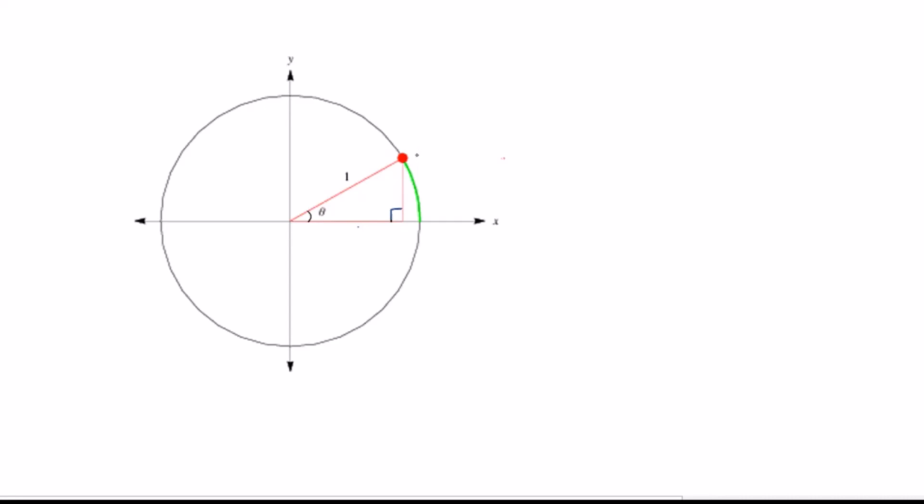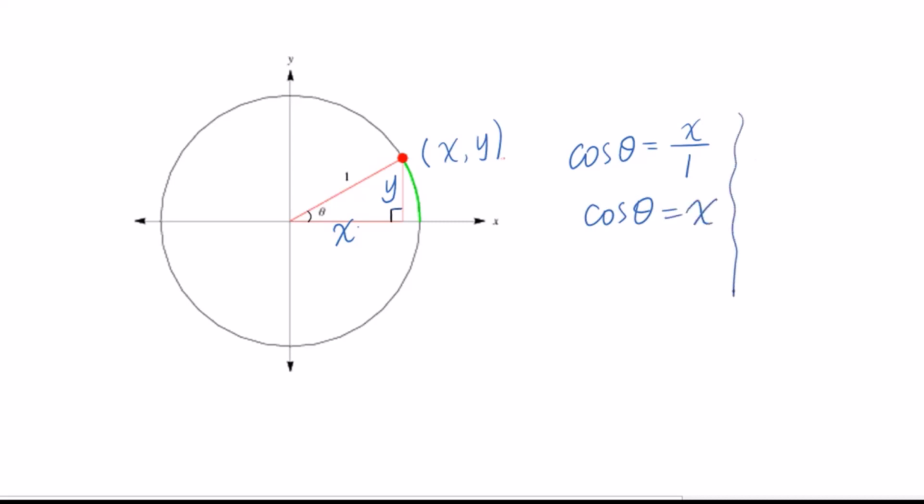We know that any point on the unit circle we can label as x, y as a coordinate. And this part is x, here's y. According to SOHCAHTOA, we know cosine theta equals x over 1 because the radius for the unit circle is 1. So we can write down cosine theta equals x, or we can write down x equals cosine theta.